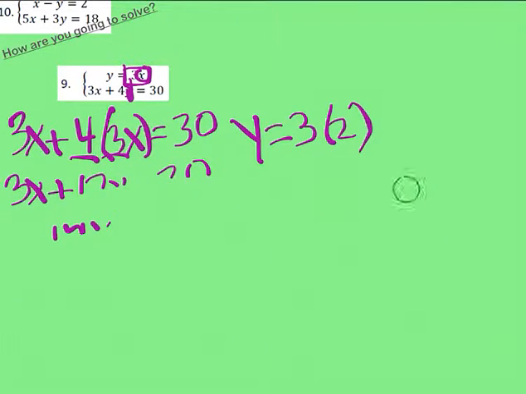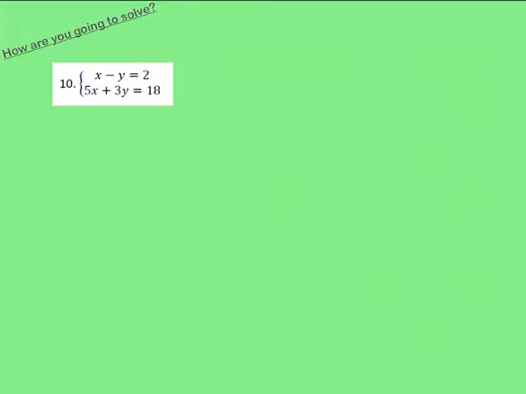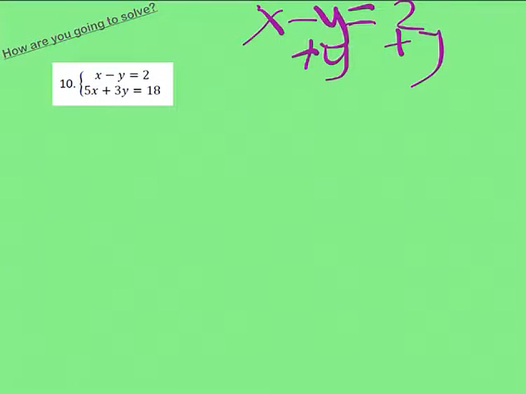Okay, I want to do one more practice problem with substitution. When you take a look at number 10, you actually can do substitution on this one. It's really easy to solve the first equation for x. So you can go ahead and add y to both sides, and you get that x is equal to y plus 2. So we need to substitute that in for x right there.